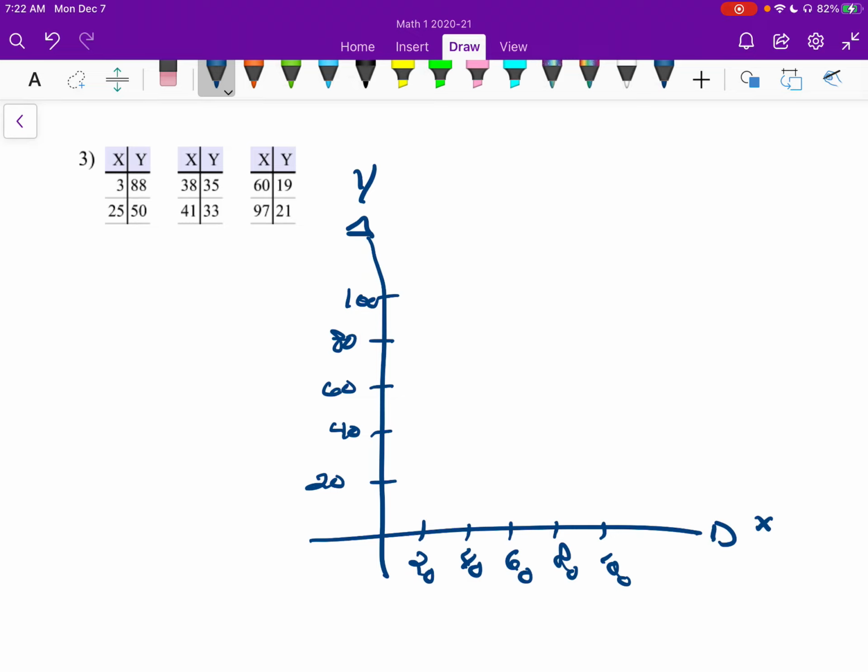So here we are. The first point is 3, 88. So 3 is going to be really close to 0. And then 88, we'll say, well, 88 is almost 90, which is halfway between here. So I'll say something like that. And then 25, 50. Well, 50 is going to be between 40 and 60. Oh, excuse me, 25 will be between 20 and 40, a little bit less than halfway. And then we have 50 right in that region.